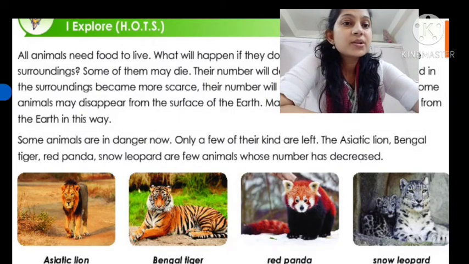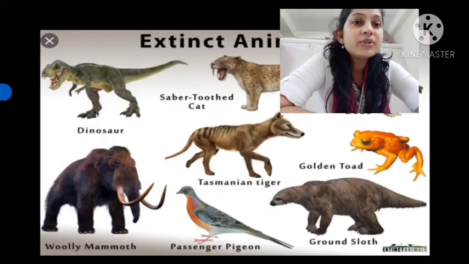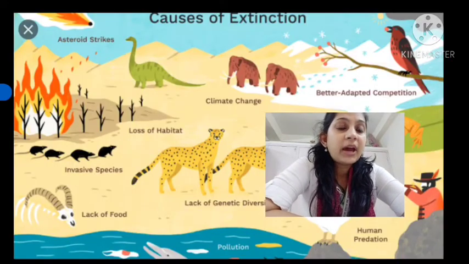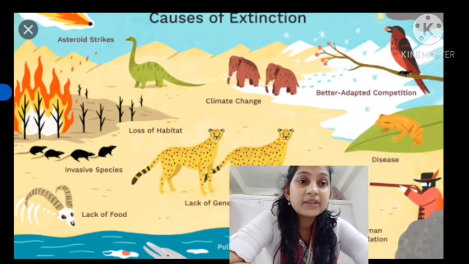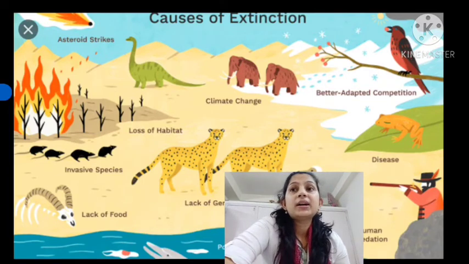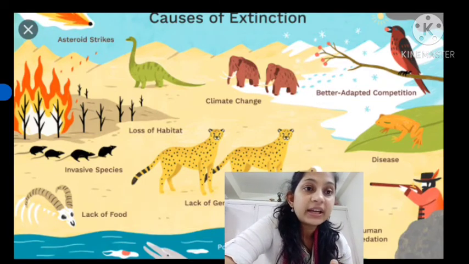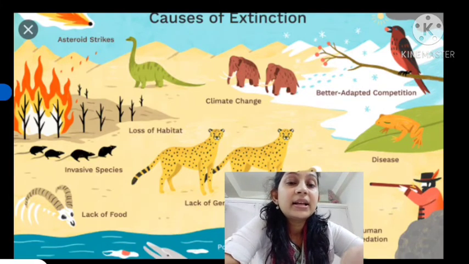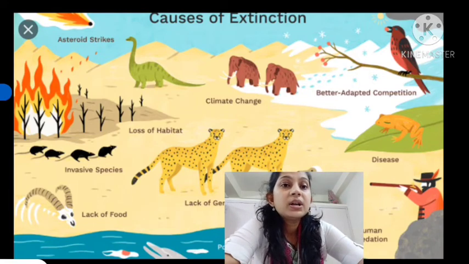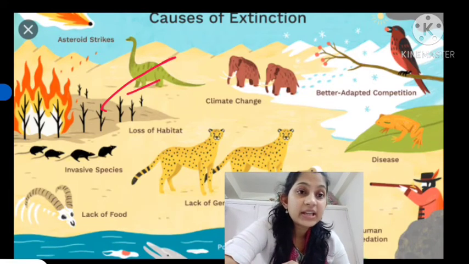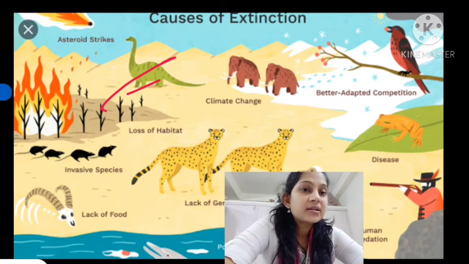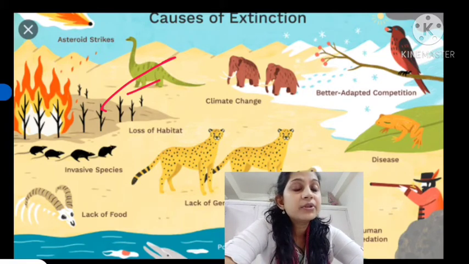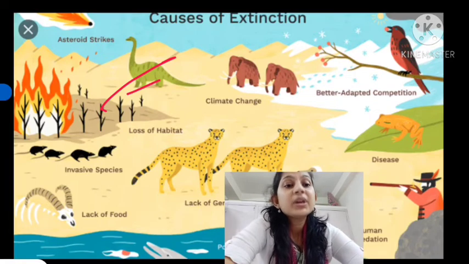So let us discuss what may be the reasons which have caused these animals to be on the verge of getting extinct. There can be various reasons. It can be an asteroid strike sometimes, that is the reason told for the extinction of dinosaurs from this planet, and various other factors can cause extinction of species.